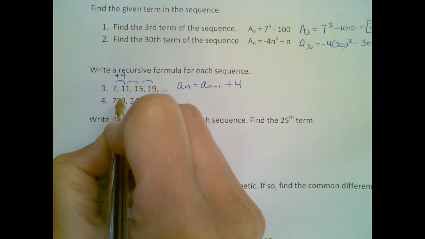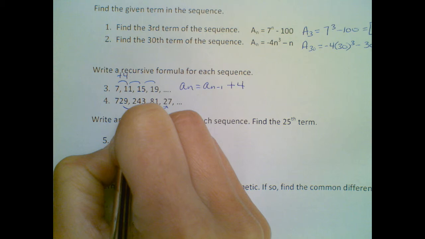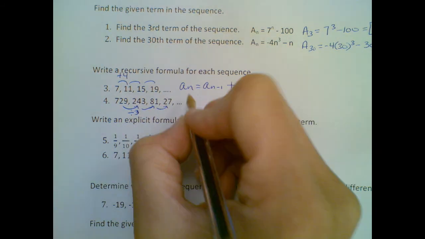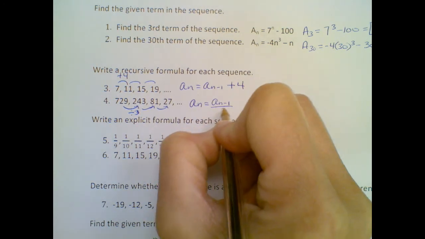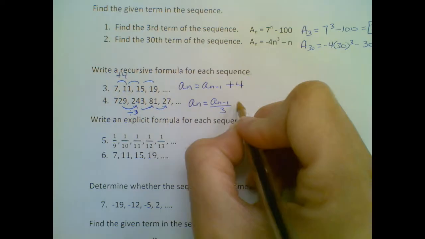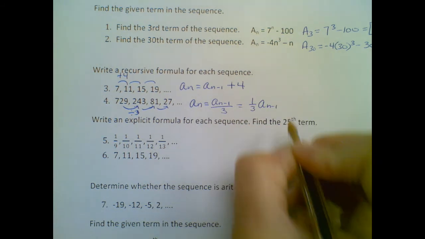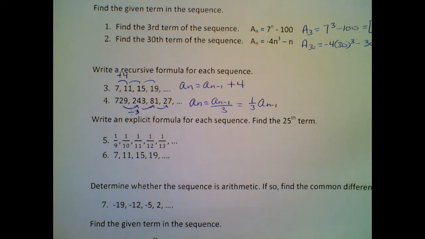This next one, notice the pattern is dividing by 3 each time. So since it's dividing by 3 each time, we can put a sub n equals the previous term divided by 3. We could write our answer like that. We could put 1/3 times our a sub n minus 1 and write it like this. So those are some different options that you have.